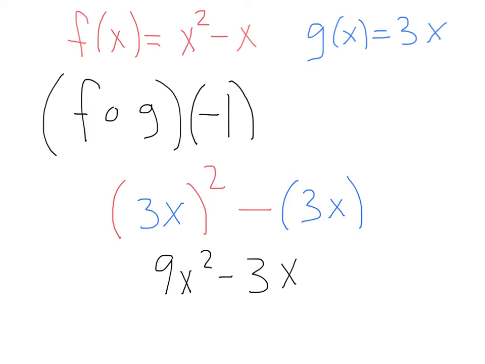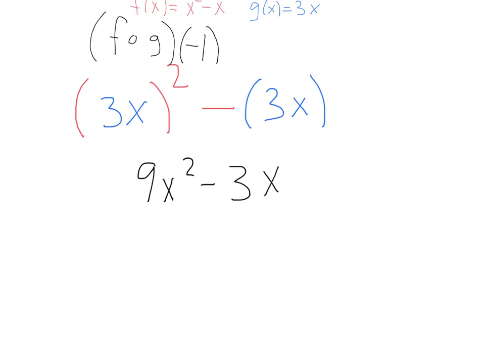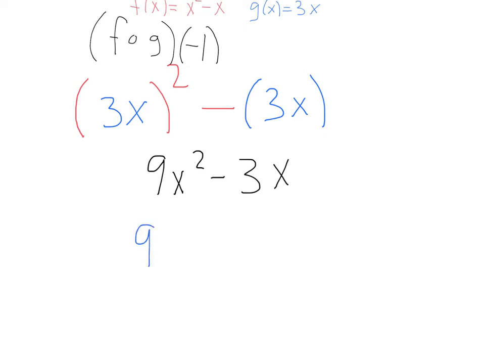Okay, this is f of g, but I want to find f of g of negative 1, not f of g of x. So what I'm going to do here is, and let me go ahead and give myself a little bit of space. I'm going to throw these all the way up to the top. I'm trying to find this f of g of negative 1. So now, since I have my f of g, all I need to do is plug negative 1 in for these x's. So that's going to give me 9. Instead of x, I'm going to have negative 1 squared minus 3. Instead of x, I'm going to have a negative 1.